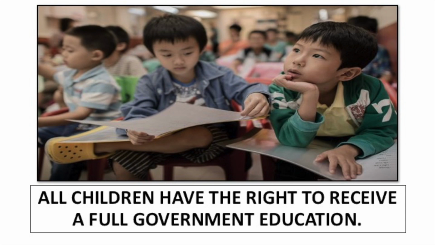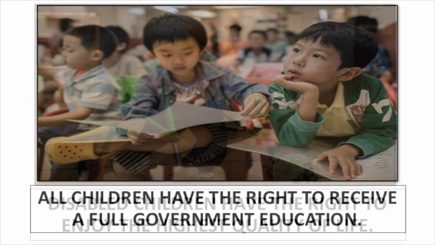All children have the right to receive a full government education. Yes. Now, a full government education should last around 12 years. But maybe you'll want to be educated longer if you go to university and things like that. But each child deserves an education for 12 years, from kindergarten right the way through to secondary school.